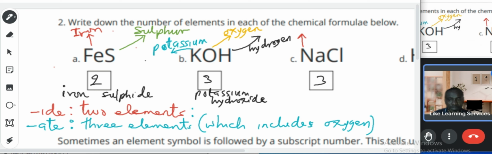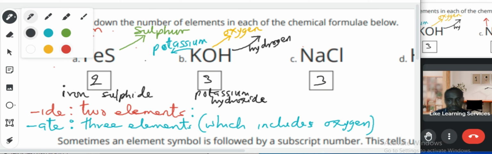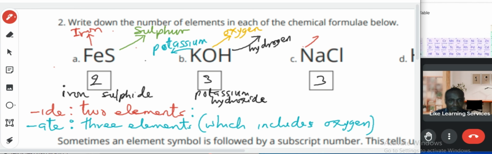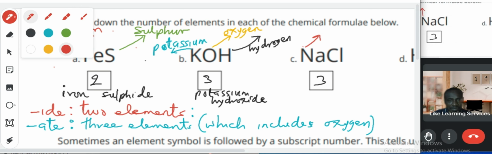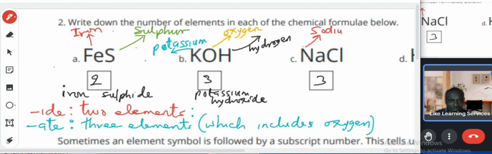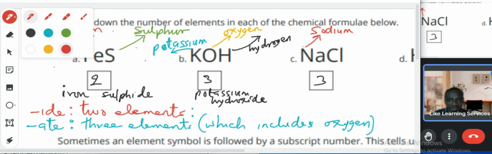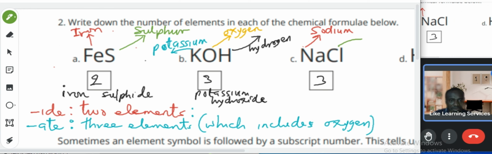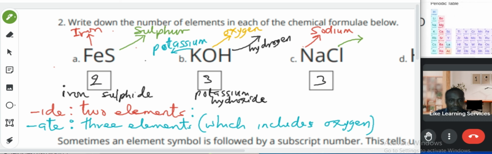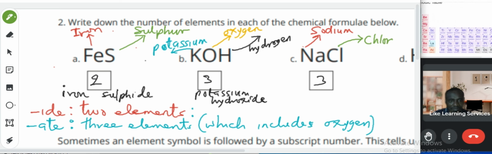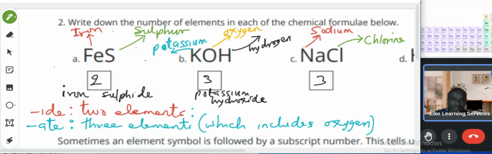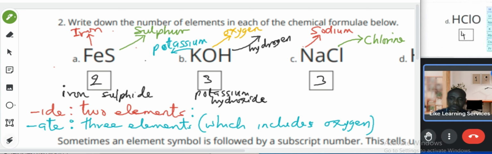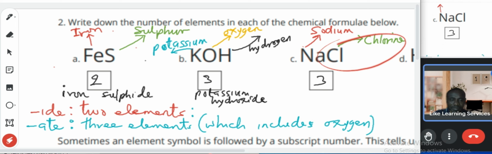All right, so how about this? What does Na stand for? Sodium. You should be able to know the names without using the periodic table. What does Cl stand for? I don't know. We haven't learned this yet. I mean, we have, but we haven't learned the names. Okay, you should be able to identify each symbol. Anyway, Cl stands for chlorine.